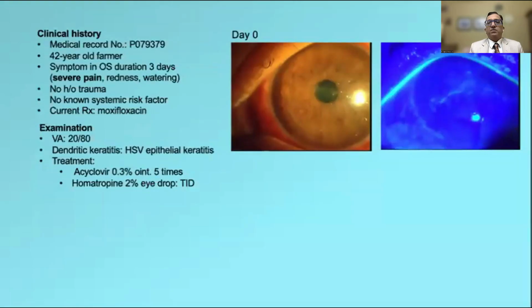And if you look at the slit lamp photographs, you can see that there is a very thin epithelial lesion that was staining with fluorescein. It was a linear, a dendritic kind of a lesion. The visual acuity was fairly good. So we diagnosed this patient as HSV epithelial keratitis or dendritic keratitis, and we treated the patient with acyclovir ointment 5 times with homatropine.